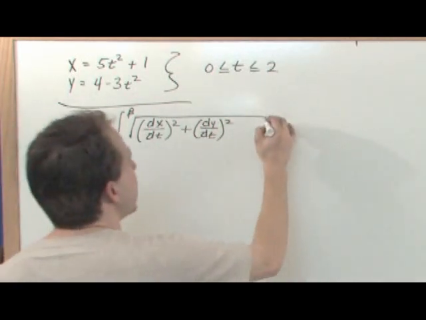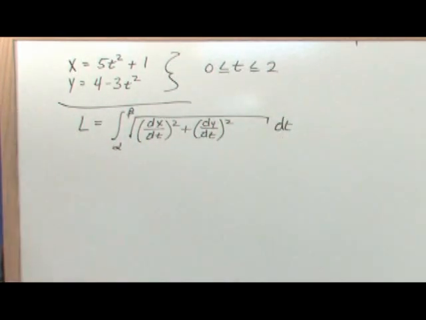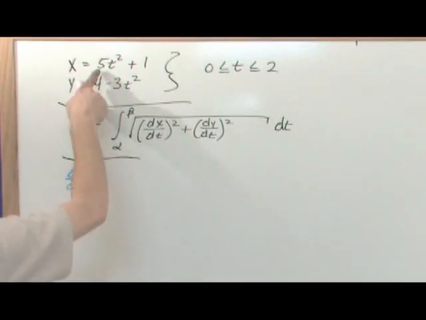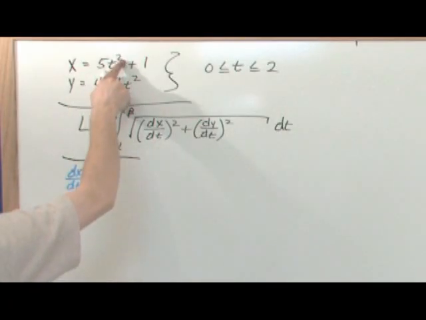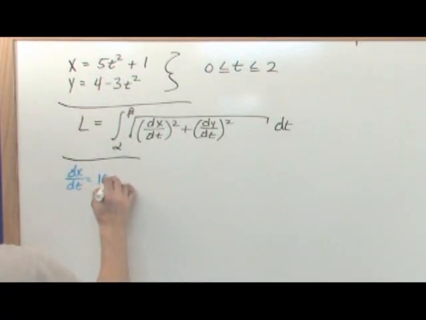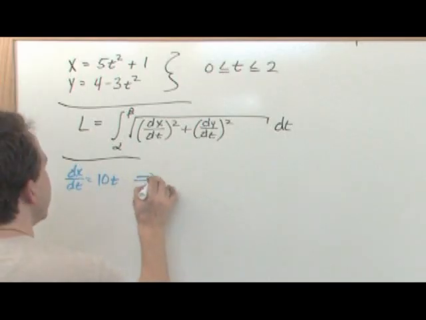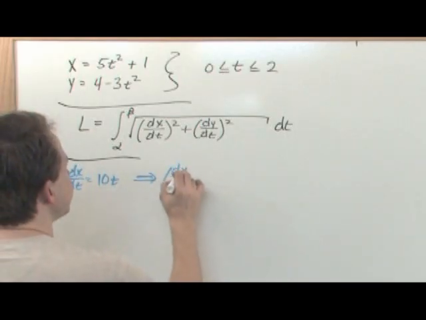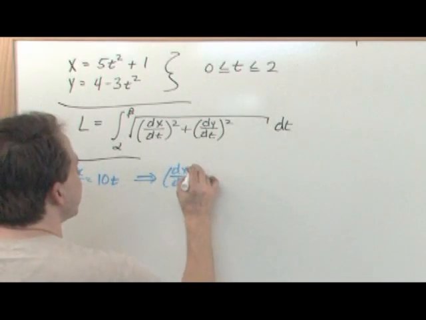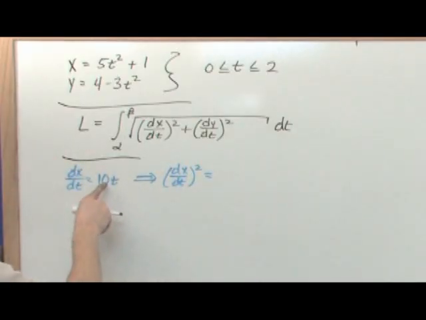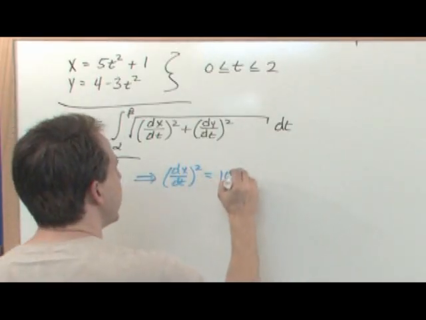Okay, and we're integrating over dt. So obviously we need to find dx/dt and dy/dt, and we need to find their squares. So dx/dt, looking back up here, is going to be 2 times 5, which is 10t to the first power. That means (dx/dt) squared is 10 times 10, which is 100t squared.